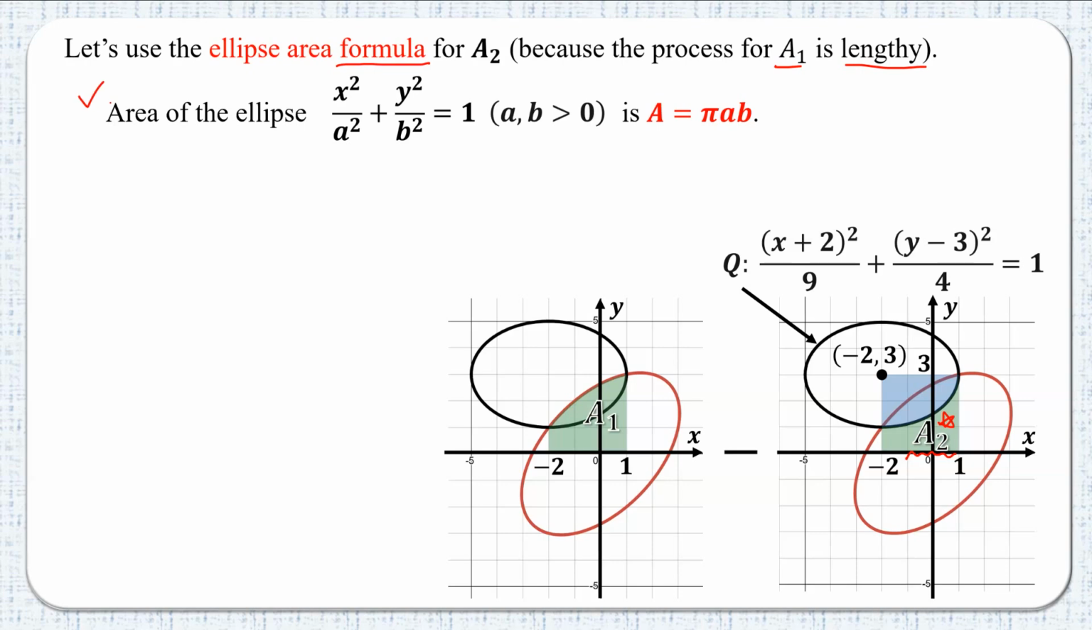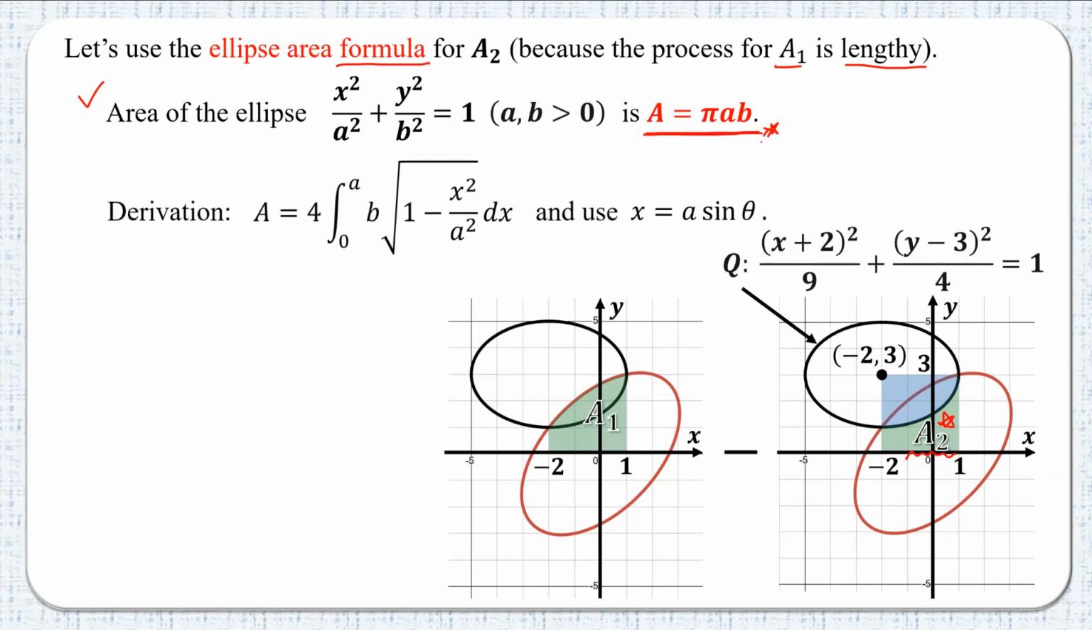You see, there's this neat formula for the area of the ellipse of a standard form x squared over a squared plus y squared over b squared equals 1. Its area is given by pi ab. The derivation is really simple, so I am not going to cover that in detail here. The equation of the ellipse can be easily solved for y, and you apply the trigonometric substitution x equals a sine theta, which you may have learned in a basic calculus course.